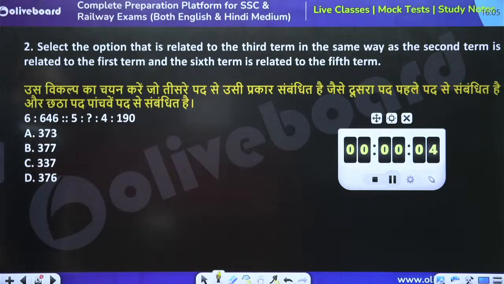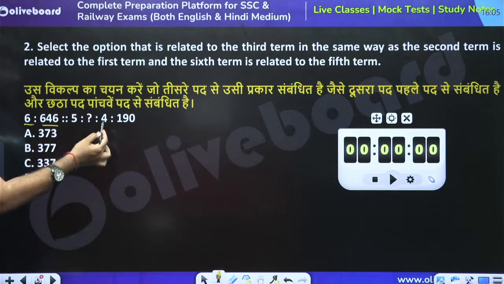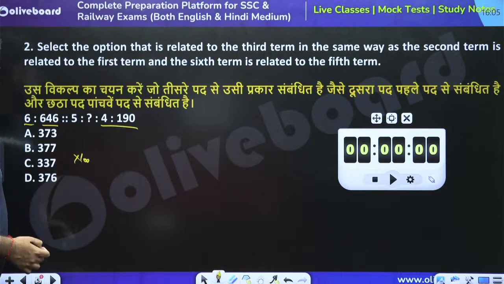Okay, see, this one is actually pretty interesting. Now here, for 6 and 600, one thing that comes to your mind is that this is somewhere being multiplied by 100 probably. 100, 101 something. But that is not happening here.